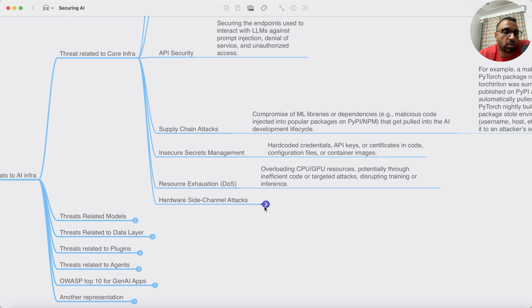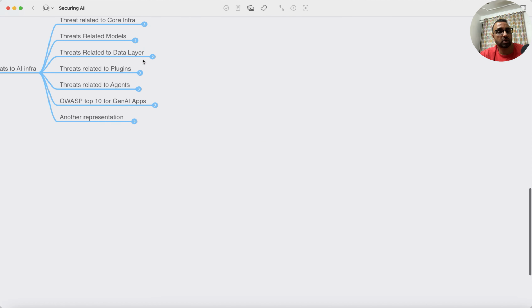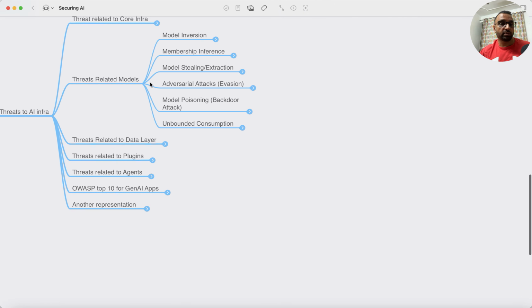And the last threat to core infra could be hardware side channel attacks, which exploit physical hardware characteristics like CPU caches and GPU memory access patterns to infer sensitive data or model information, especially relevant in multi-tenant cloud environments, right? So these were some of the issues related to core infra. Now let's start getting into the AI-specific or AI infrastructure-specific threats, starting with models.